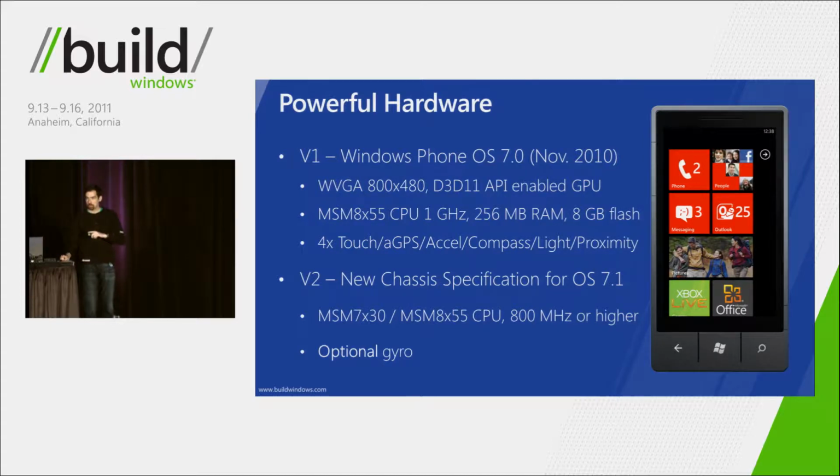Now, with Mango, there's a V2 chassis spec. There are some changes coming. The V2 chassis can contain an optional gyro, which can be accessed with the new integrated Motion API available in Mango. And also, there's a change to the CPU specification. Instead of a 1 gigahertz, there's an 800 megahertz or higher specification. So there's a little bit of work you may need to do for performance, but as we move forward, those are the specs you can look at. Otherwise, they're the same as Windows Phone OS 7.0.